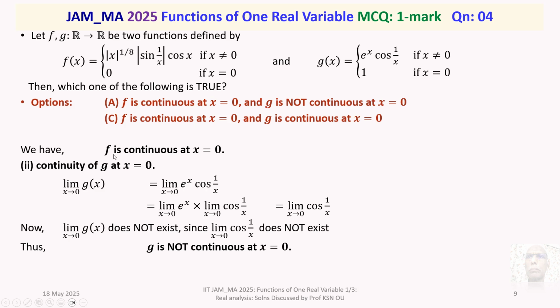So we have proved f is continuous at x equal to 0 and g is not continuous at x equal to 0. Option A is true and option C is not true. The answer to this question is option A. That is the detailed discussion of the solution of this problem, and once again it is a regular routine problem. We continue in the next slide.